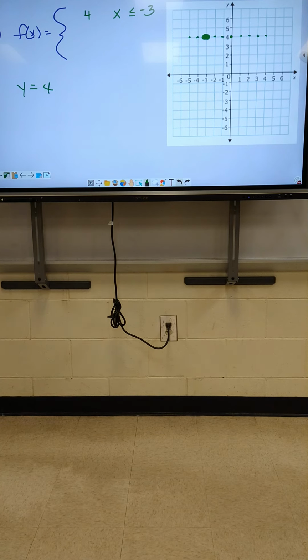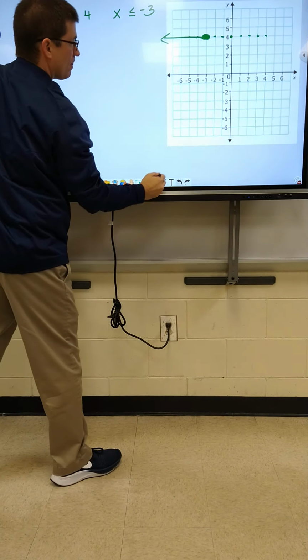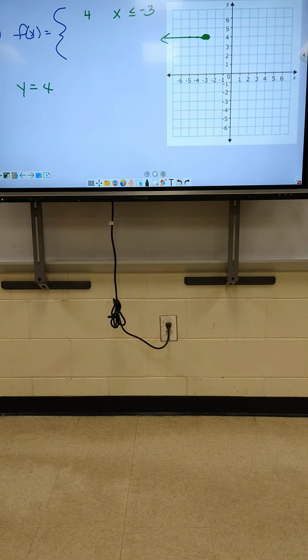Do I draw my line on the right of the closed circle or the left? Left, good. All right, I think y'all are starting to get it. So that is your graph for the first one.